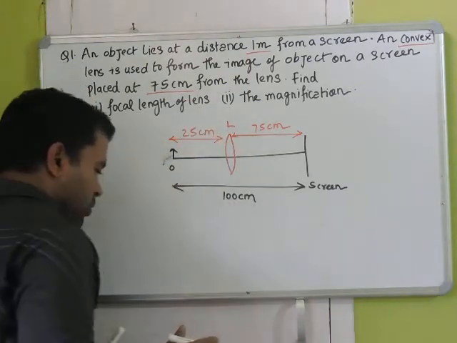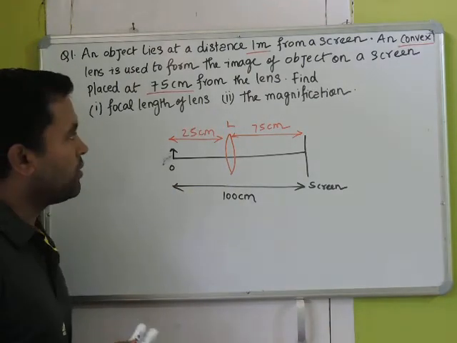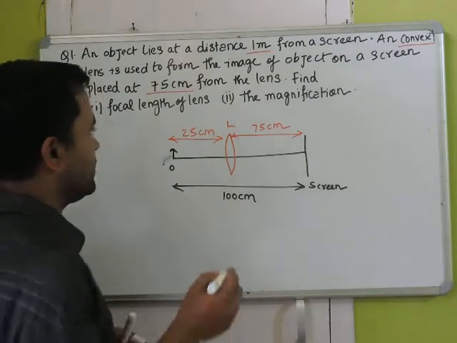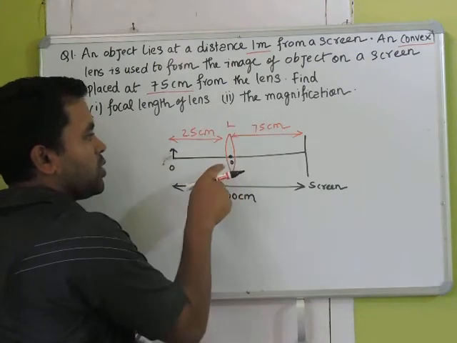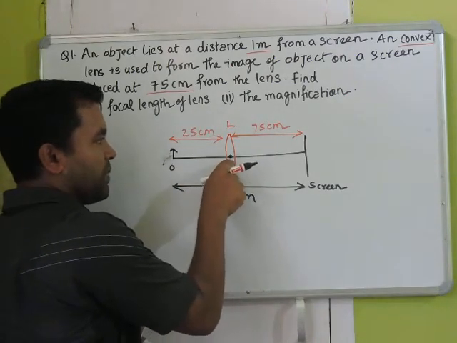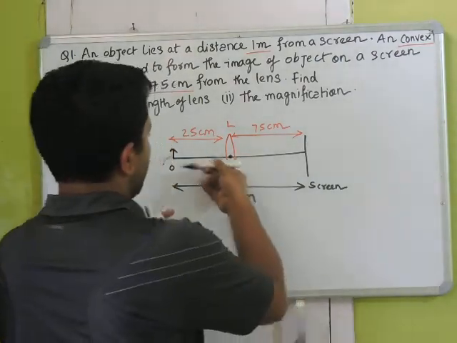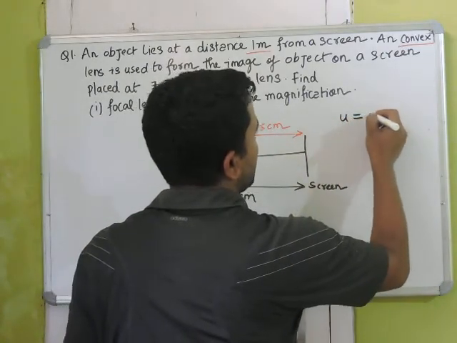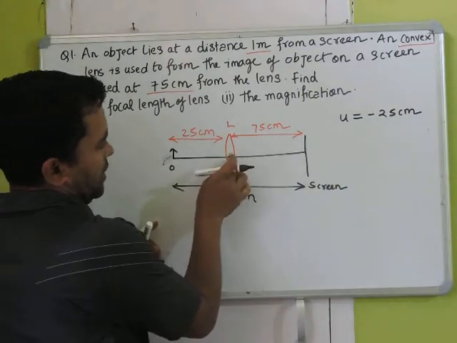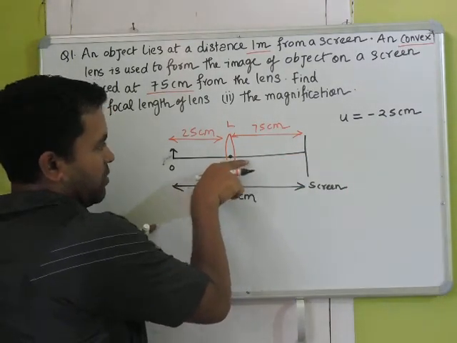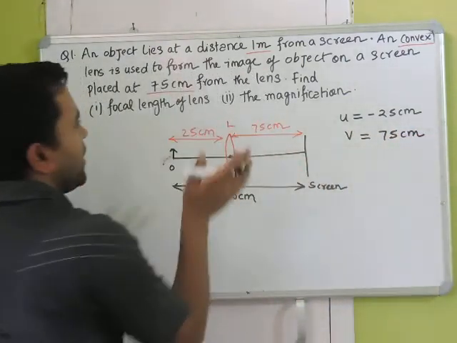Now, in all the questions, if you draw this diagram so that you know what is given, then the problem is almost solved. Going by our convention, this is the optical center, and this is the direction of light. All the distances should be measured from this optical center. So U will be negative, because the object distance is measured in this direction. So U is minus 25 centimeter. And V, the image distance, is positive because it will be along this direction. So V is 75 centimeter, and I have to find F.